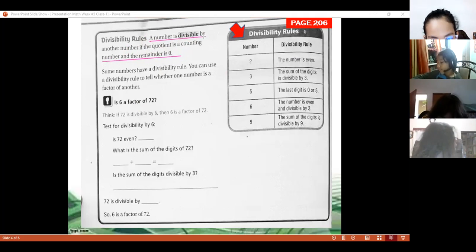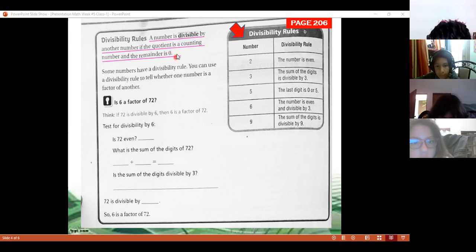A number is divisible by another number if the quotient is a counting number and the remainder is 0. So some numbers have a divisibility rule. You can use a divisibility rule to tell whether one number is a factor of another. So remember, a factor, and also if they're divisible, the remainder is 0. Let's take a look at divisibility rules. Here we have this chart.